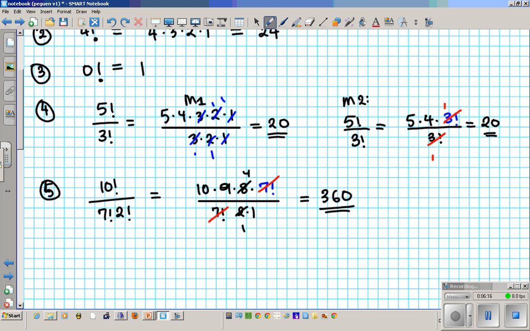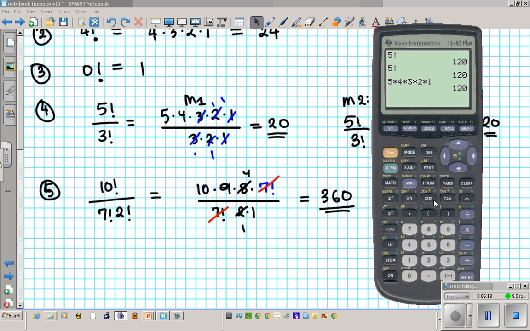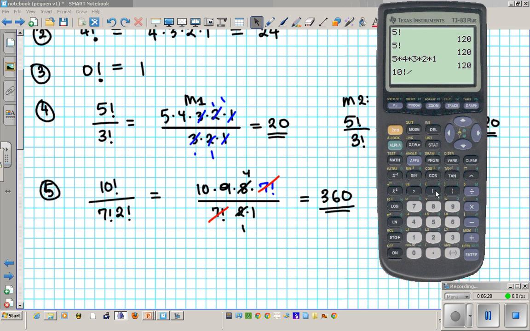Okay? Let's verify our answers with a calculator. We're going to go 10 factorial divided by, now when you have multiple terms in the denominator, you have to group them with a parenthesis or else it will get separated, okay? 7 factorial, 2 factorial. The answer is 360. You see how I group the denominator using a parenthesis? That's how you do it. If you don't, it's going to give you a different answer, okay?